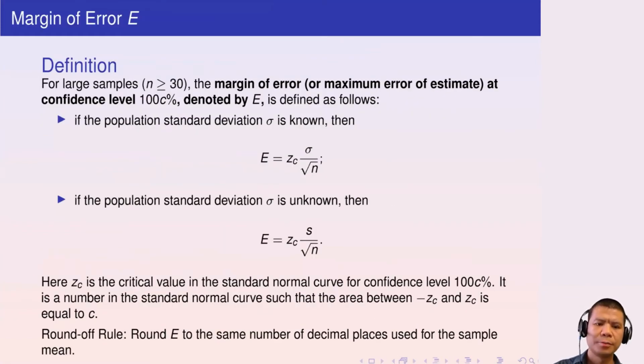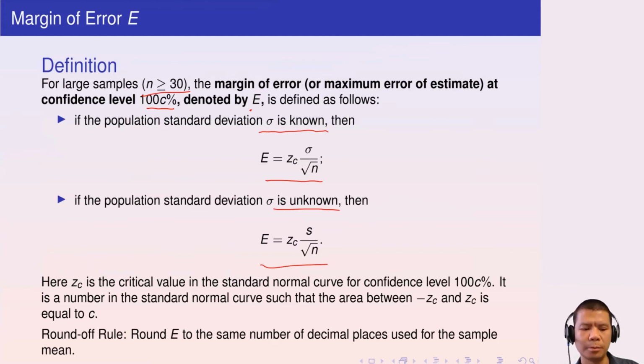Now, there is a concept called the margin of error. For larger samples, meaning n is greater than or equal to 30, the margin of error, or the maximum error of estimate at a confidence level of 100c percent, denoted by E, is defined as follows. If the population standard deviation sigma is known, then use this one. If it is unknown, then use this one. Here sigma is the population standard deviation, s is the sample standard deviation, and n is the sample size.